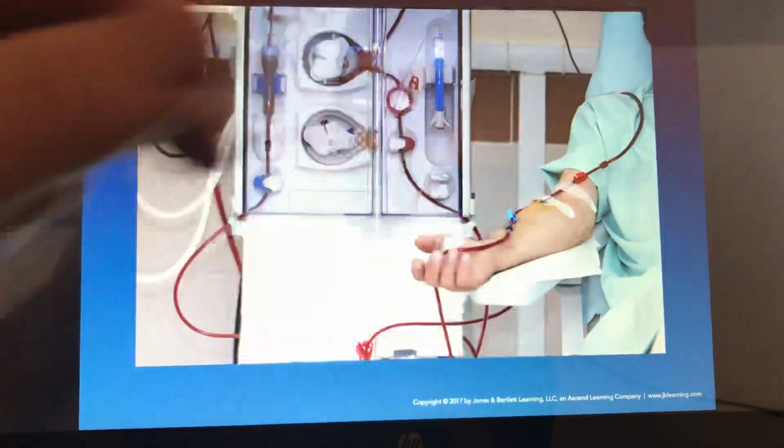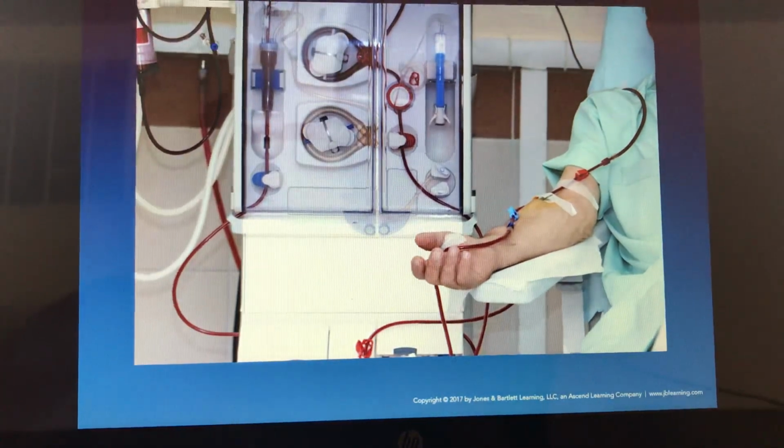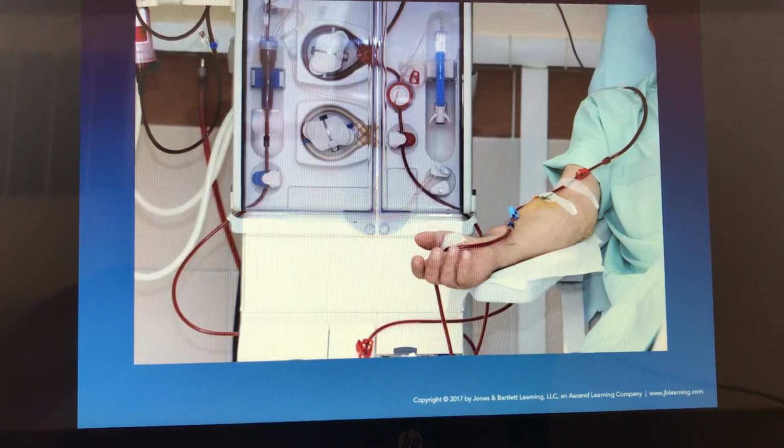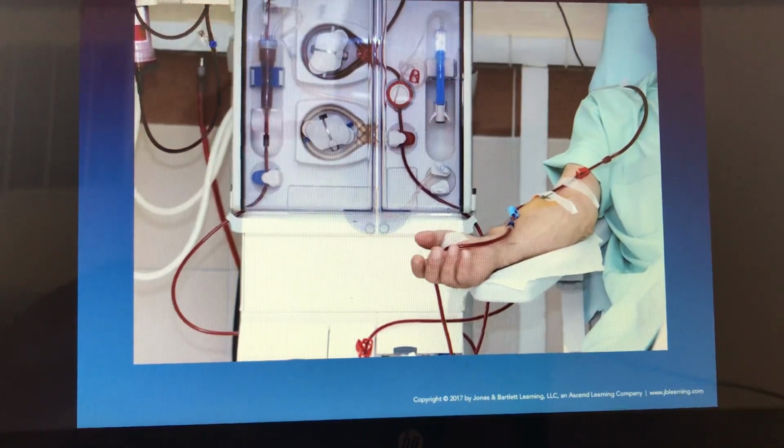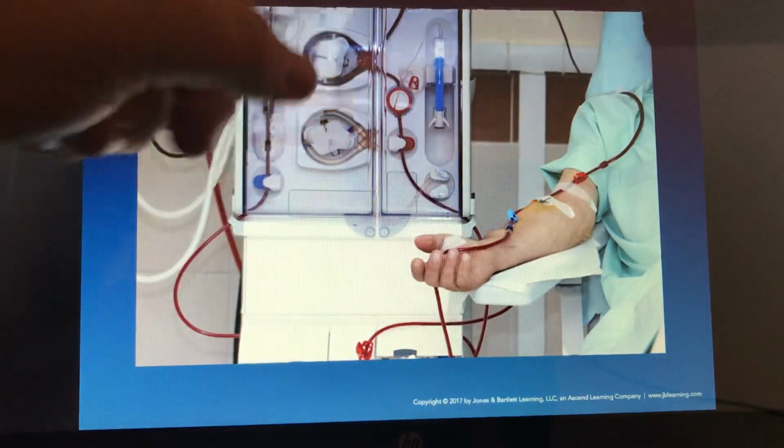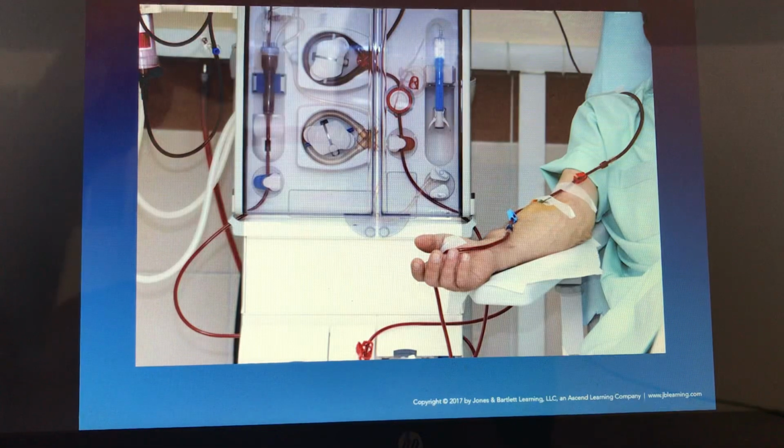I'm going to talk about the actual fistula that is created to be able to do this. But the machine itself takes the blood in, and it's got some sort of cleaning mechanism, and it cleans it and takes it out. And sometimes with dialysis, they take out too many nutrients.